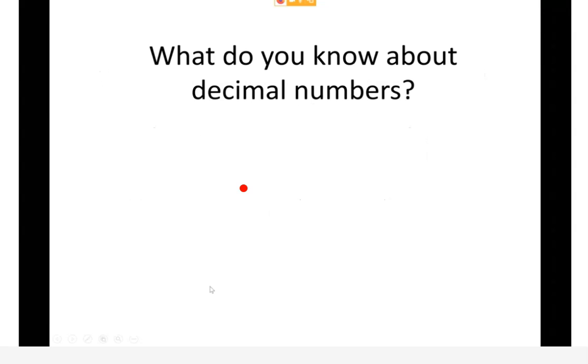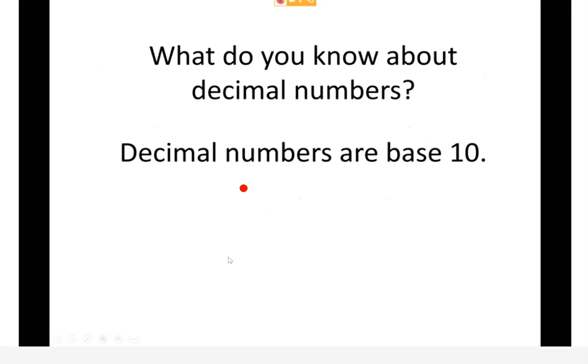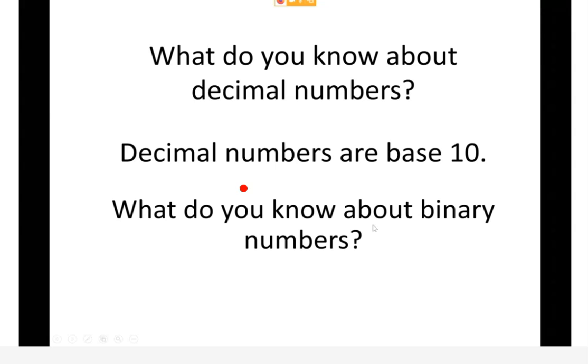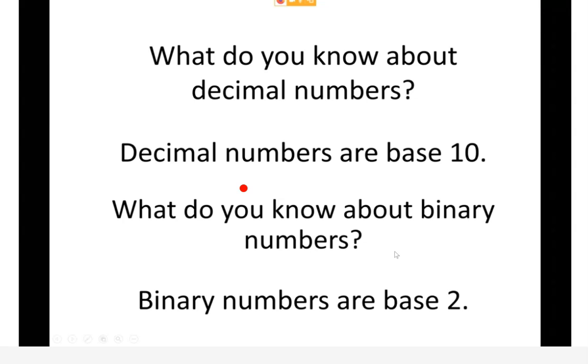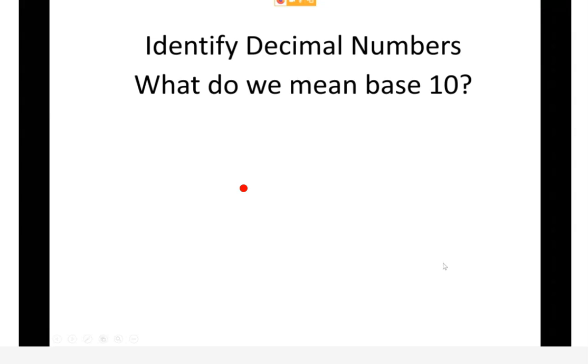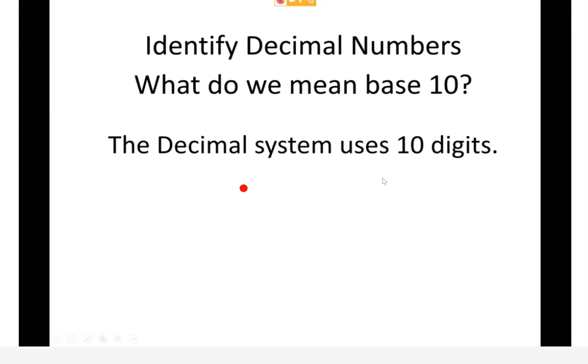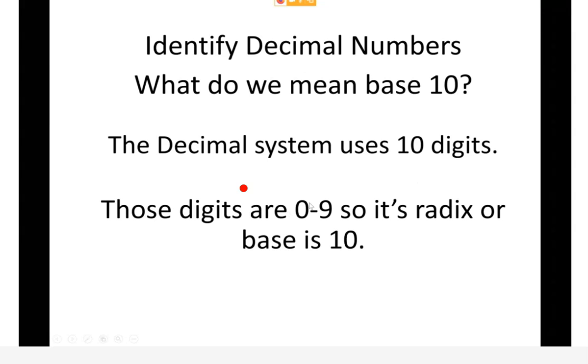There we go. So what do we know about decimal numbers? Decimal numbers are what we call base 10, and binary numbers are what we call base 2. What do we mean by base 10? The decimal system uses 10 digits, and they are 0 to 9. So the radix or base is called 10. We start with 0, count to 9 before we start again.